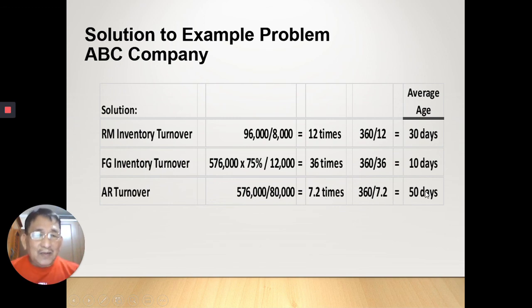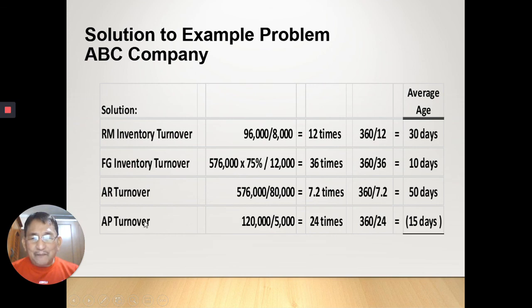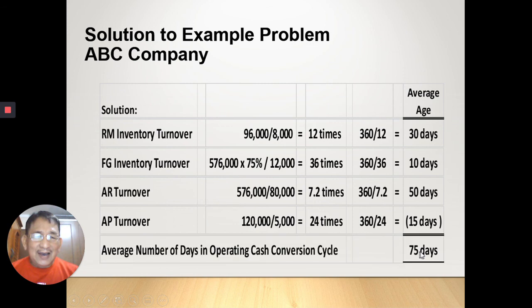Ilan ngayon ang operating cycle mo? 30 plus 10 plus 50. So, pumapatak ng 90 days. Ano naman yung payment period mo? It's only 15 days. Kaya ang cash conversion cycle mo ay 75 days. Ano ang interpretation? Meron ka bang kakapusan sa working capital? The answer is yes. Bakit may kakapusan? Because ang resultant ng cash conversion cycle mo ay positive 75 days. So, yun ang ibig sabihin.